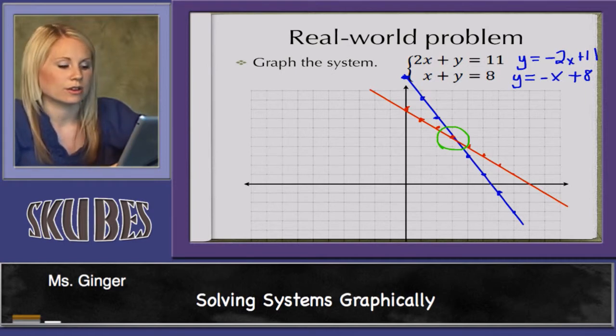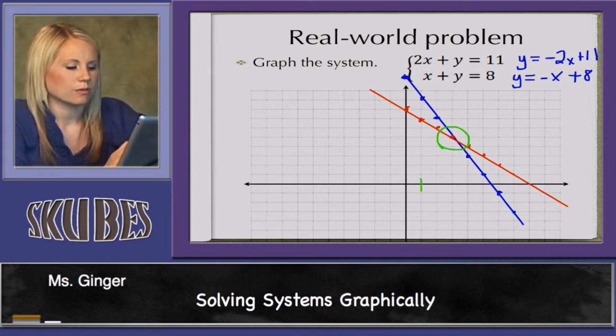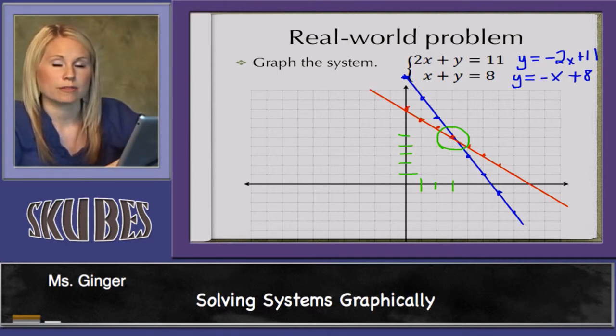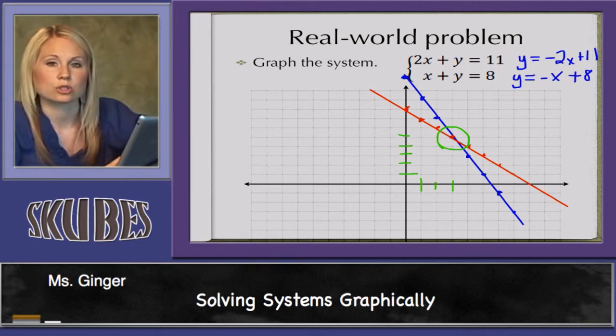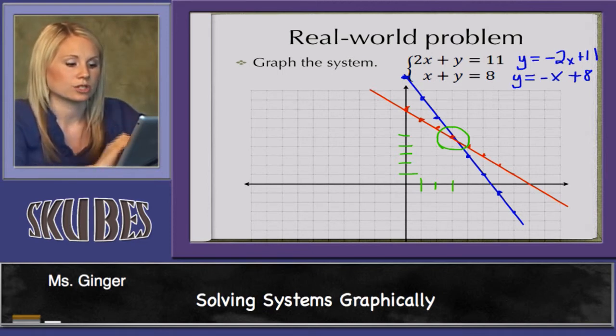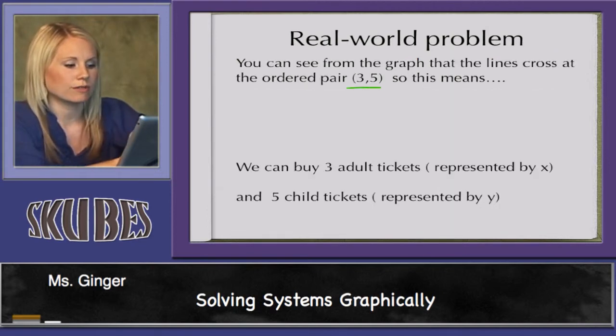Okay, and it looks like it's possibly crossing at this coordinate right here. So where is that? So let's look. We've got 1, 2, 3. 1, 2, 3, 4, 5. So 3, 5. That looks like it's going to be the solution to my equations of lines here. Let's check it. Alright, 3, 5.